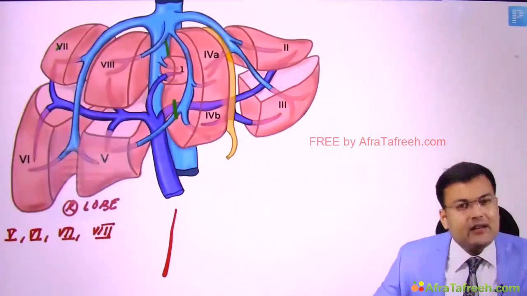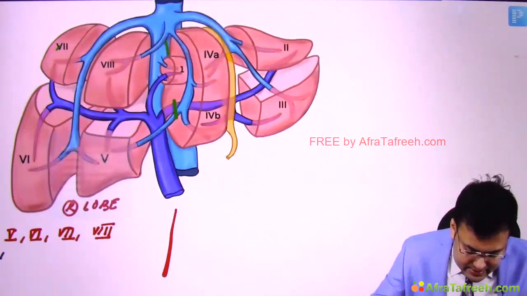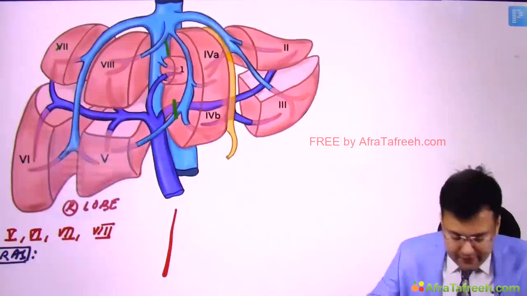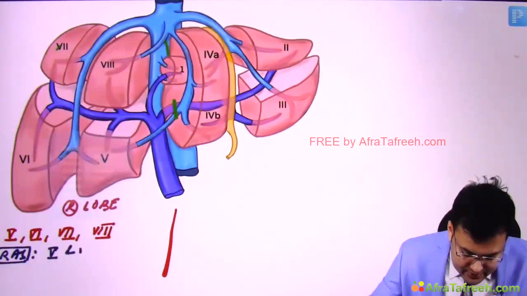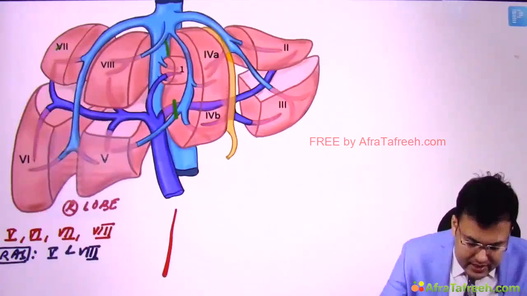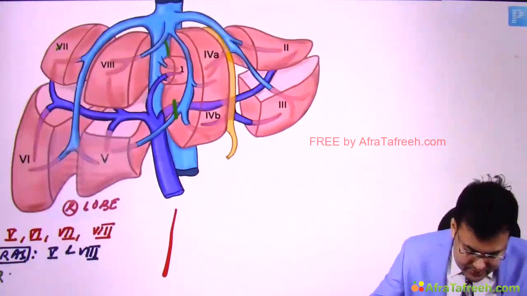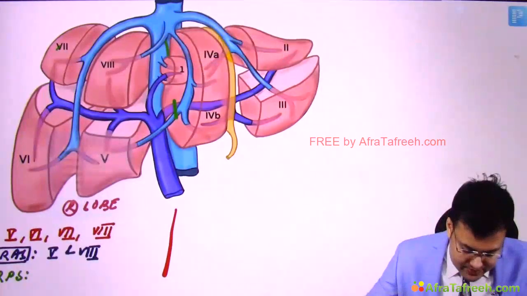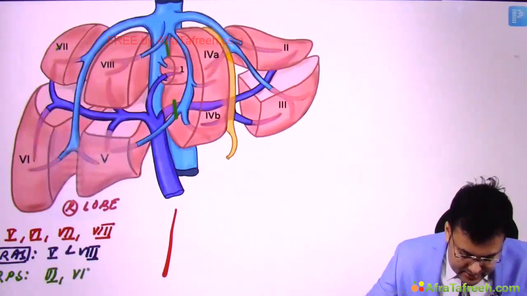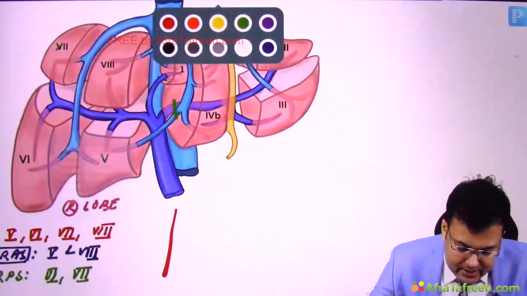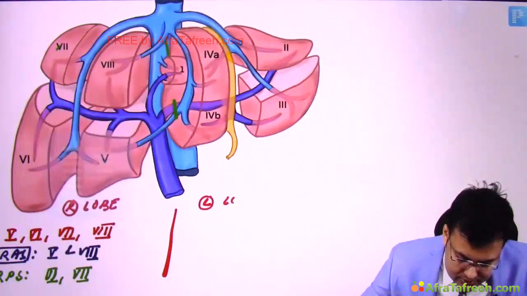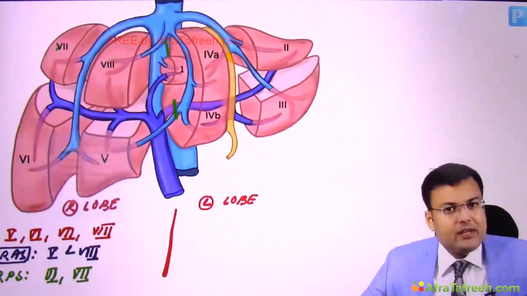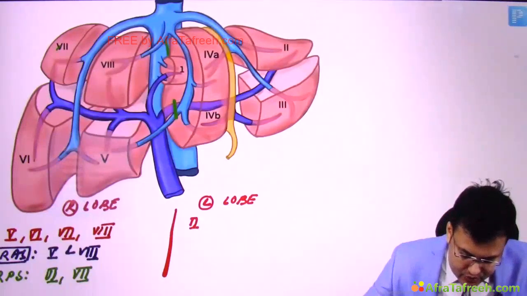Clear? In right lobe, there is right anterior sector, and this right anterior sector contains 5 and 8, and there is right posterior sector, right posterior sector contains 6 and 7. Similarly, in the left lobe, what are the segments included? The segments are 2, 3 and 4.